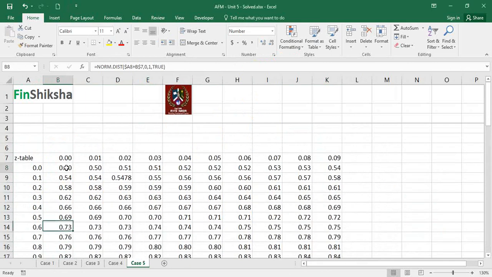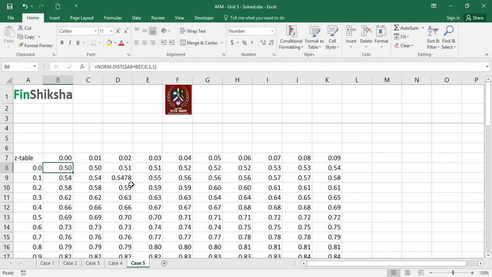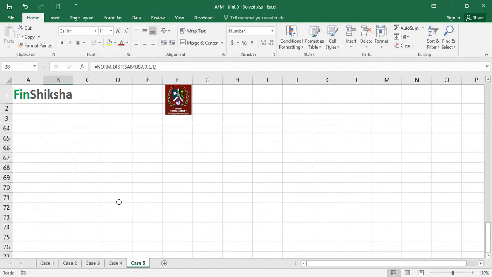Remember, in this case, we chose this value as true, and this value true is what is called a cumulative distribution function. It gives you the total value under the curve, right? There is one more value that exists there, which is the false value. Right, now let's try and see what happens with the false value.